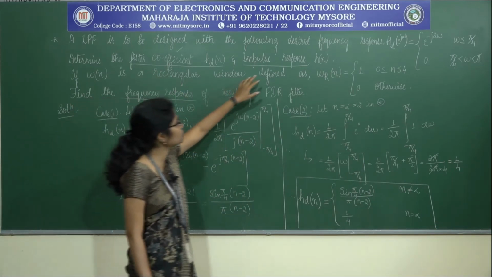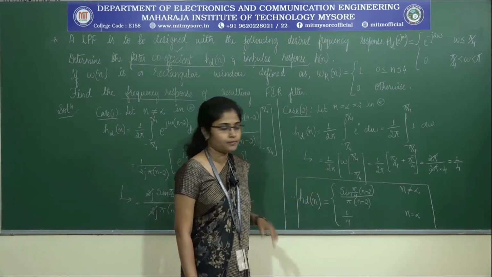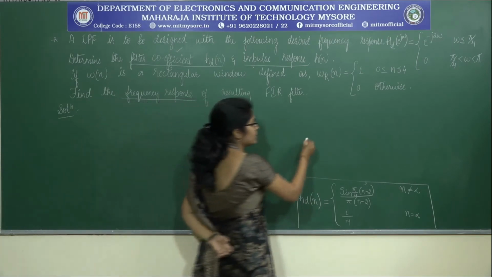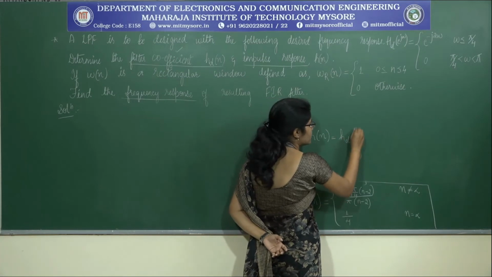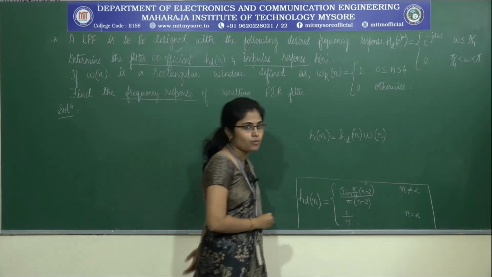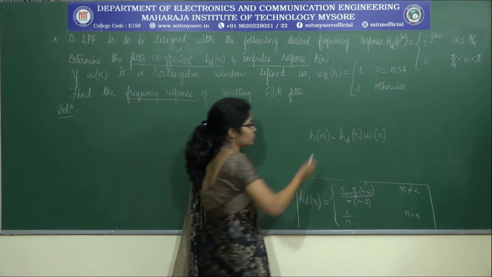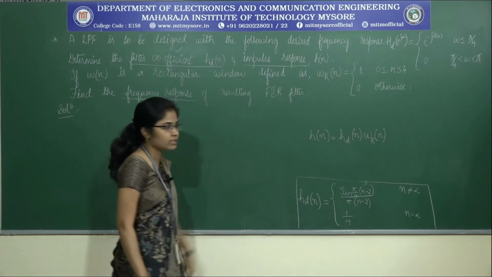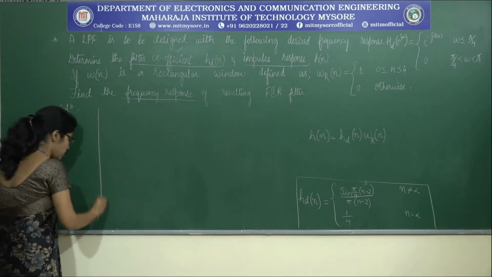Now we should move on to the second part, that is we should try to find out h of n. To find h of n, we know the standard formula: h of n is equal to hd of n into omega of n, correct? But which type of window are they telling us to use? They are telling us to use a rectangular window, so this becomes omega r of n. If I write this formula in a simpler way, what can I do?